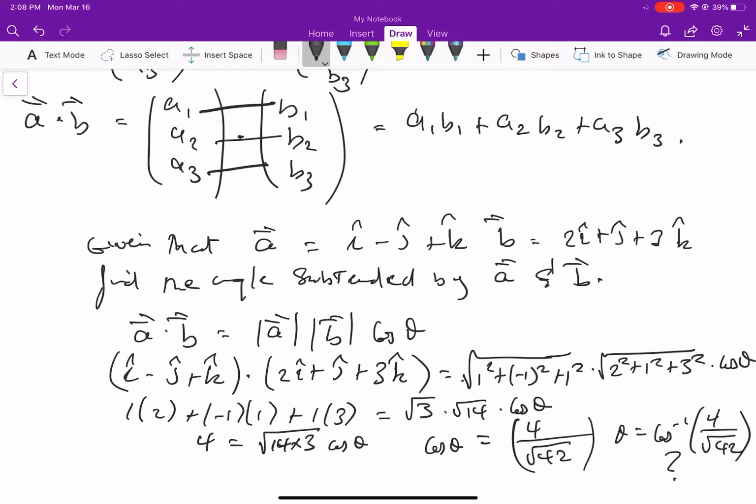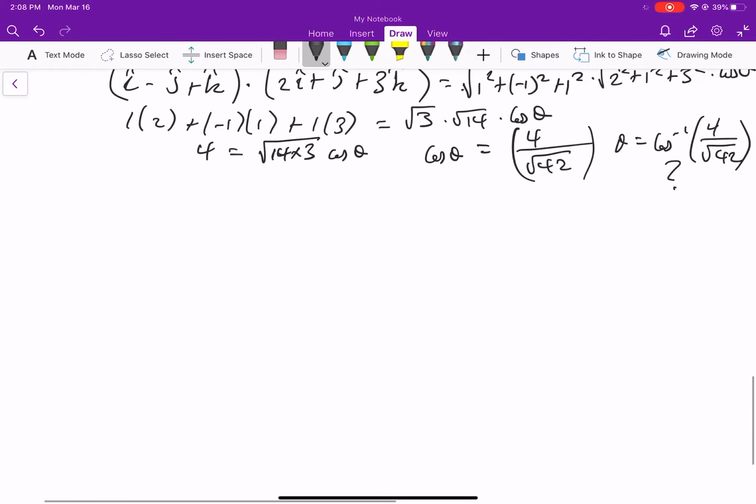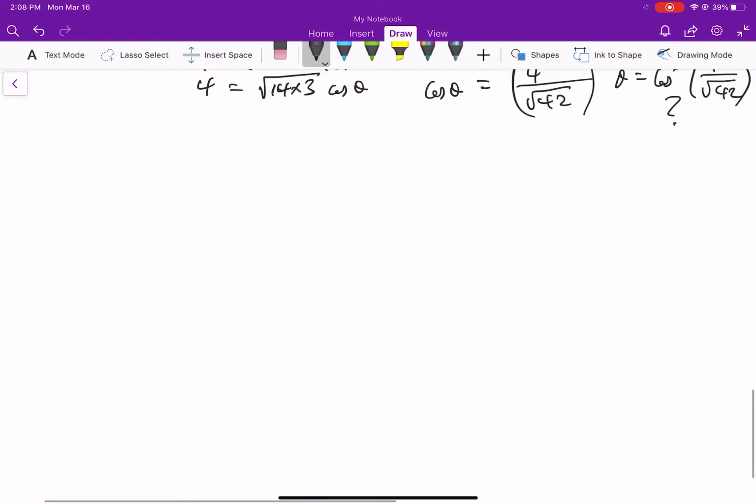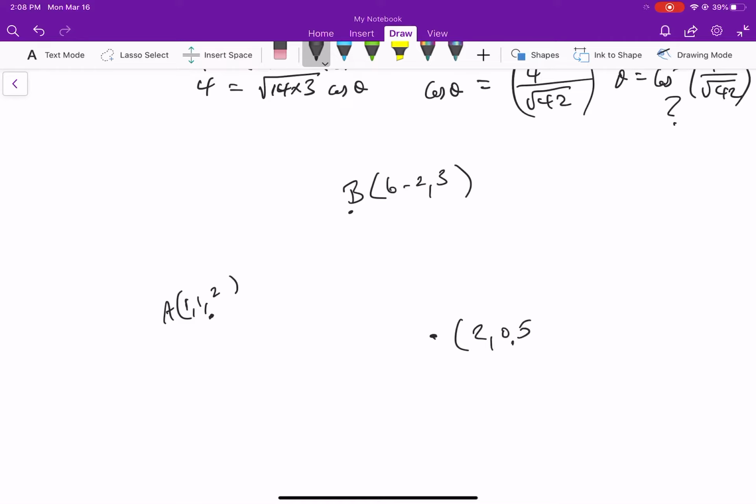So that's one way you can utilize the dot product. I'll show you another example. Let's say you were given the 3 vertices of a triangle. You're given the coordinates in 3 dimensions. So let's say the point A had coordinates 1, 1, 2. The point B had coordinates 6, minus 2, and 3. And the point C had coordinates 2, 0, 5.